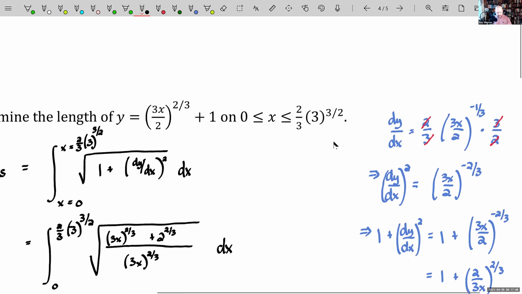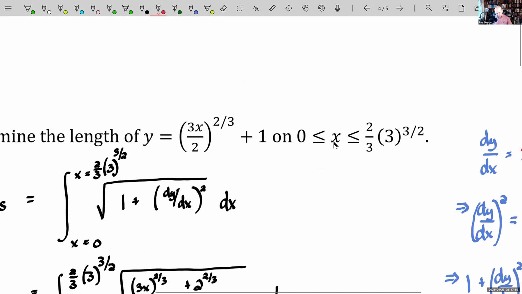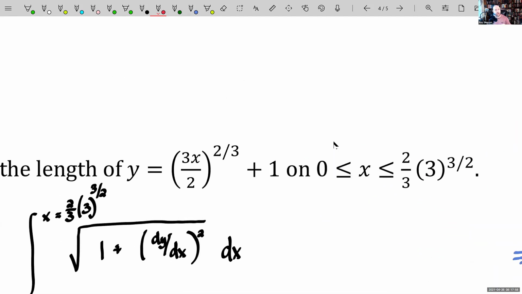and forgive my use of red for this, I used all my other colors in this problem. Did I use green? I sort of used green. So let me use red for this. If you had started the problem and said, you know what, I'm going to find this arc length with respect to y, well, you could totally do that. You get y minus 1 is equal to 3x over 2 to the 2/3 power.